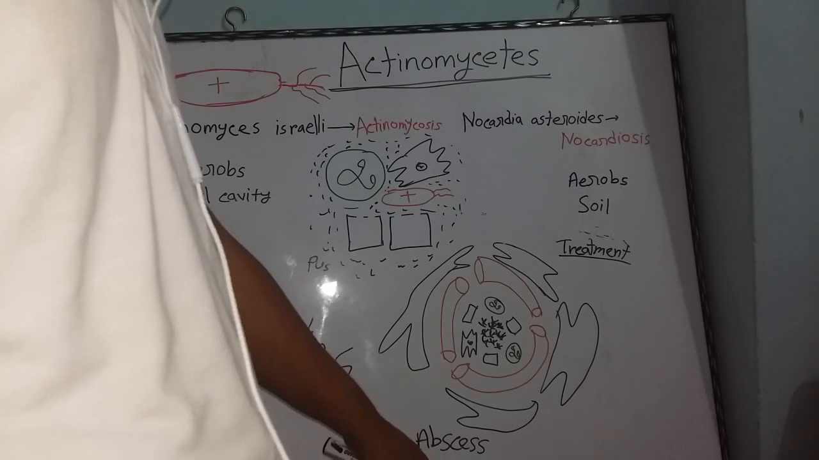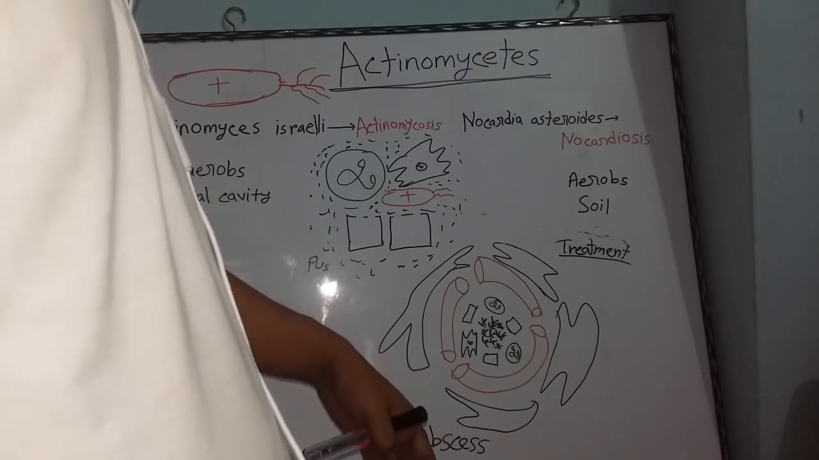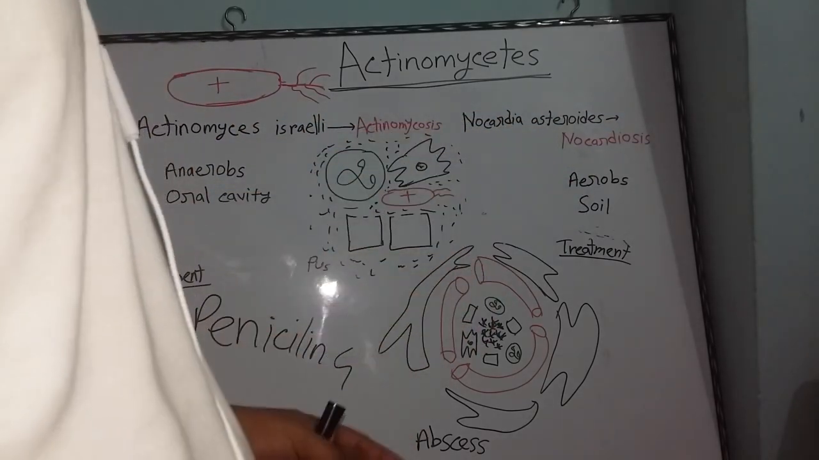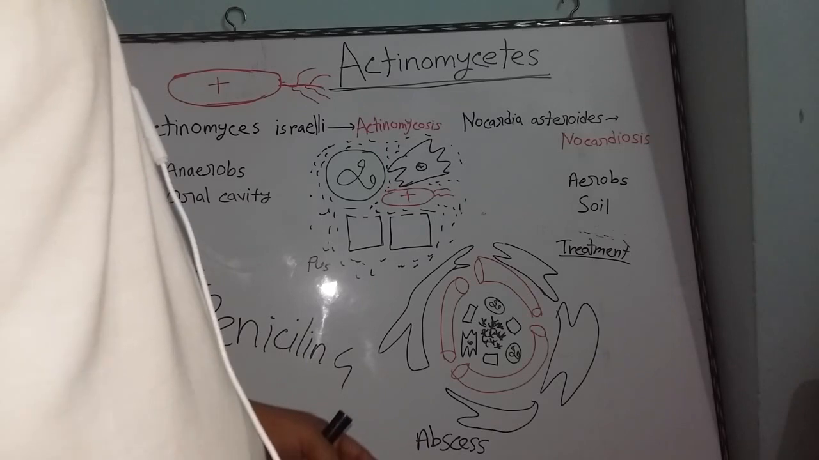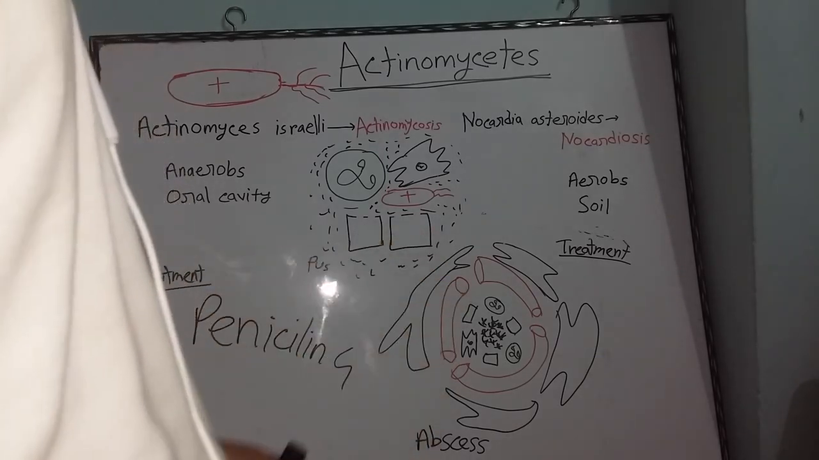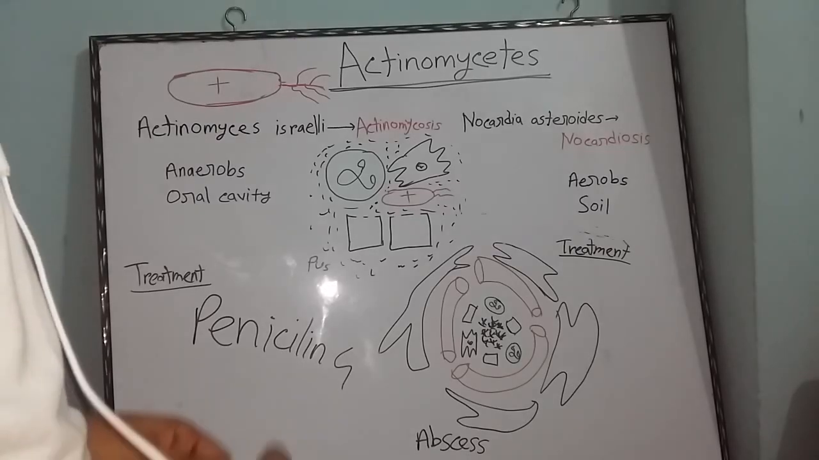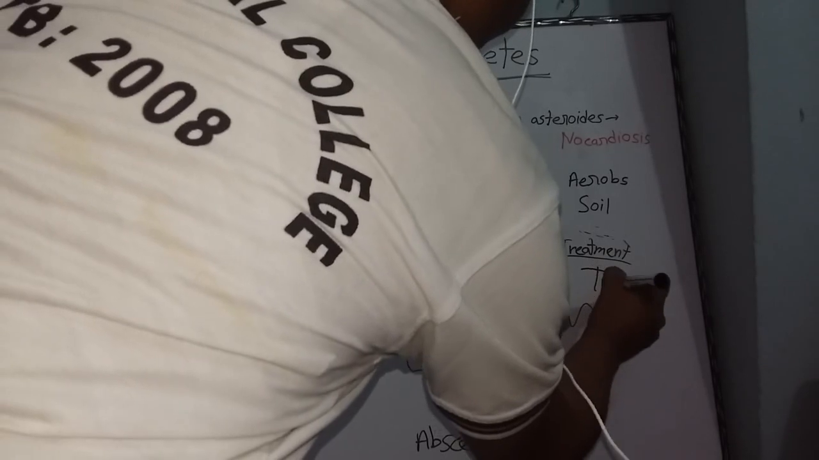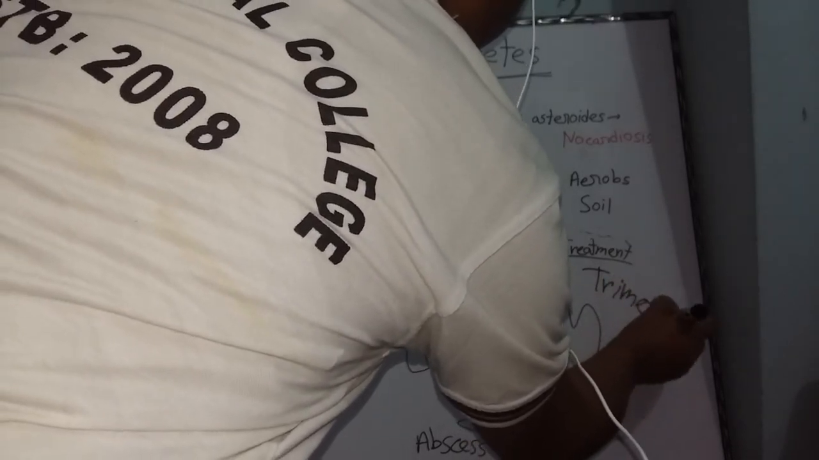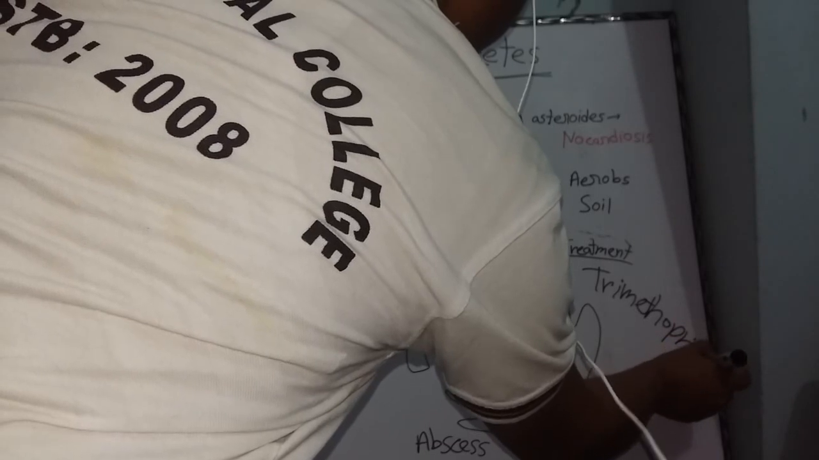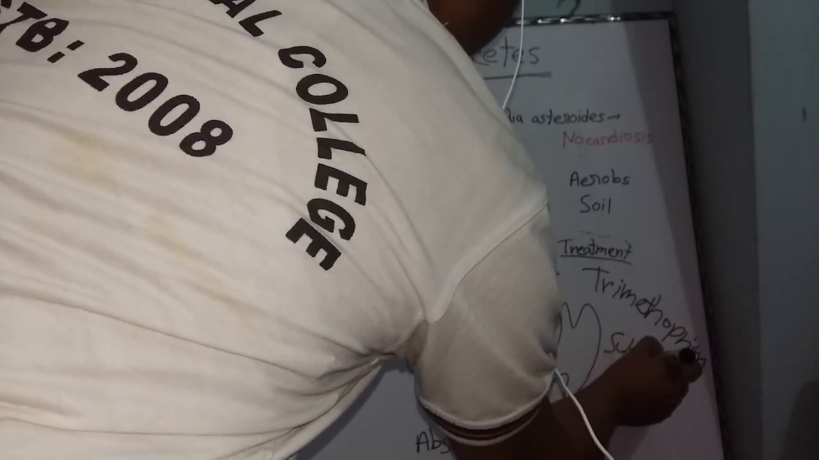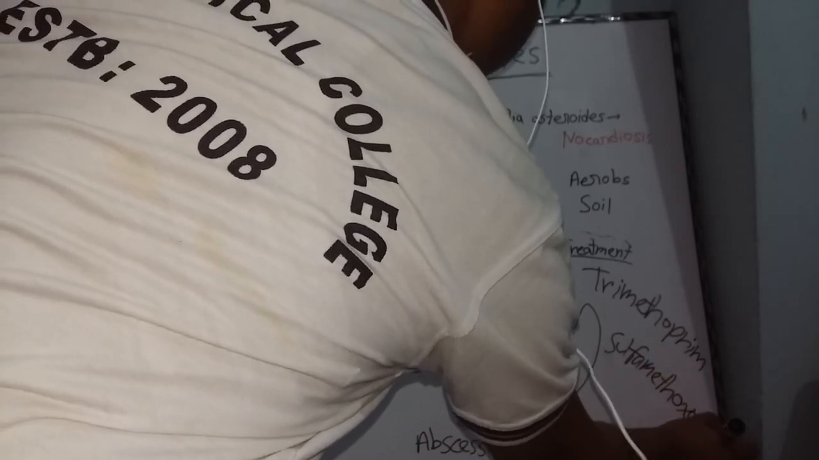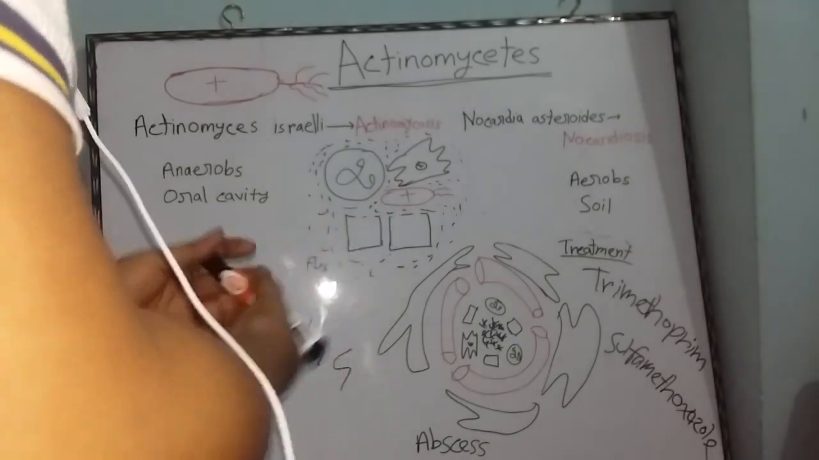and this whole structure is called an abscess. Nocardia asteroides may also affect our brain, and in the brain they form a brain abscess. For treatment, we should give the patient trimethoprim and sulfamethoxazole. So this is all about actinomycetes.